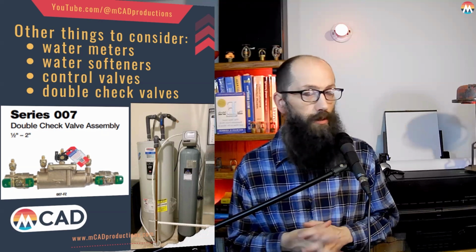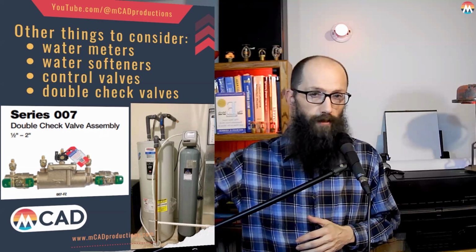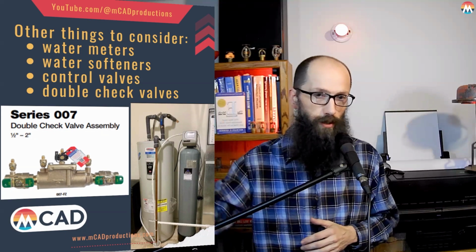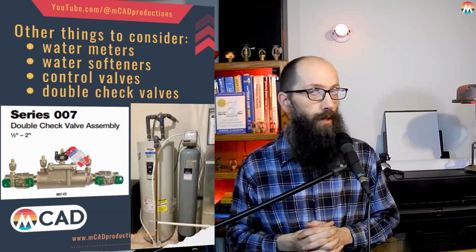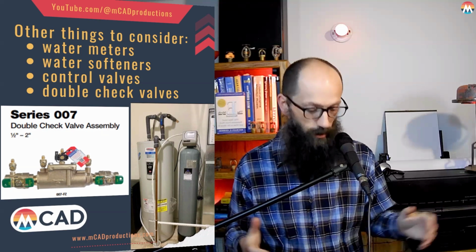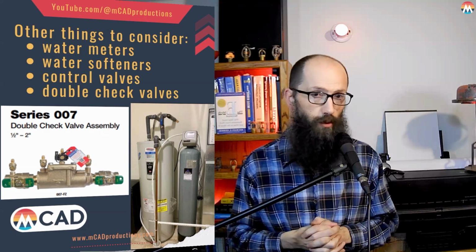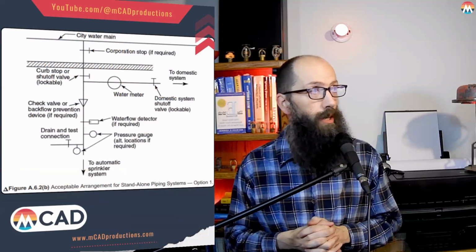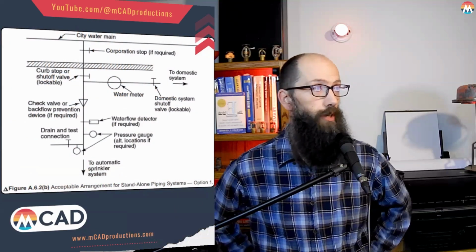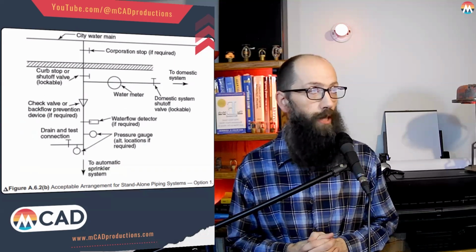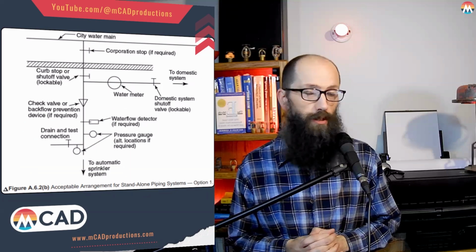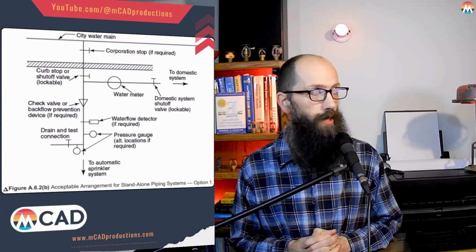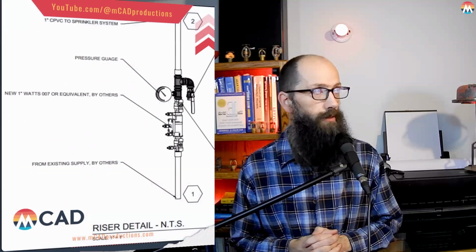Other things to think about: if there are any valves between the main and your sprinkler system, you have to add that into your calc. It's the pressure loss that's going to have an effect. Water softeners, like we have in the picture, you basically cannot have before your sprinkler system. They have to be after, on your domestic system. This is a diagram out of 13D showing how to break apart the water main as it comes in to separate the sprinkler system and the domestic. It's kind of, I don't know.